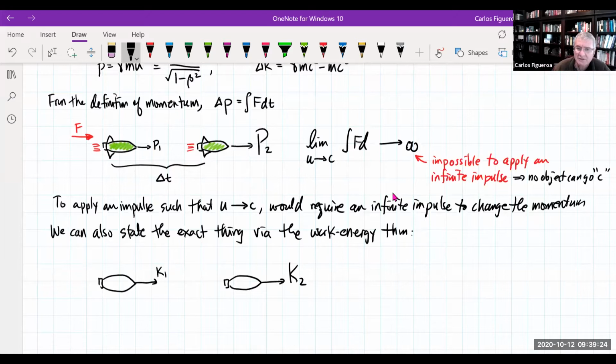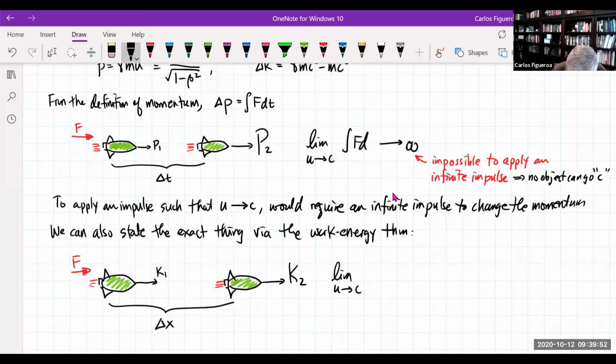And this time I'm going to increase the kinetic energy. So if I start to increase the kinetic energy over the situation here, instead of thinking about this in terms of time, I'm now going to do this over some distance delta x. And what we see here, according to the limit as u goes to c of the integral, oh man, I forgot to put time up here. This would be the force times dx this time. And if you do that, you also get an infinite amount of work that you have to do.